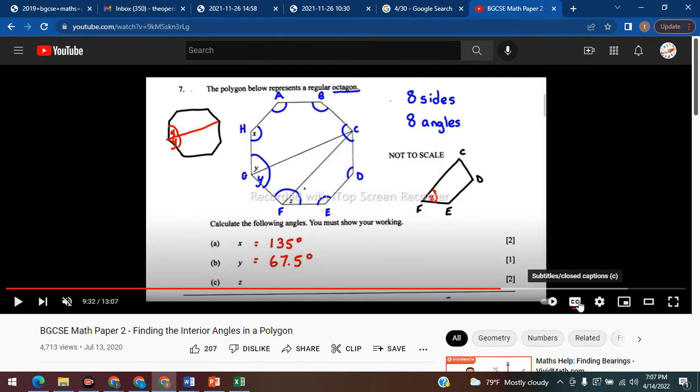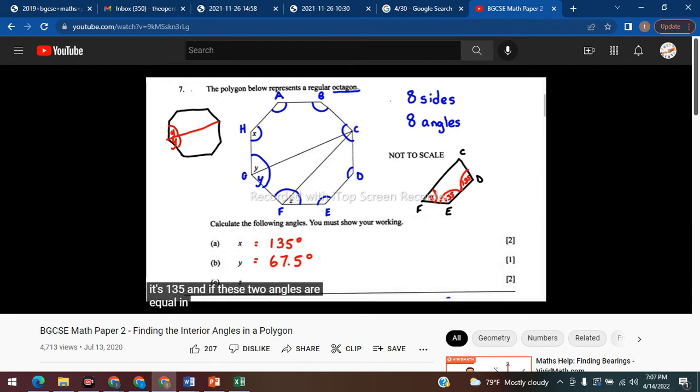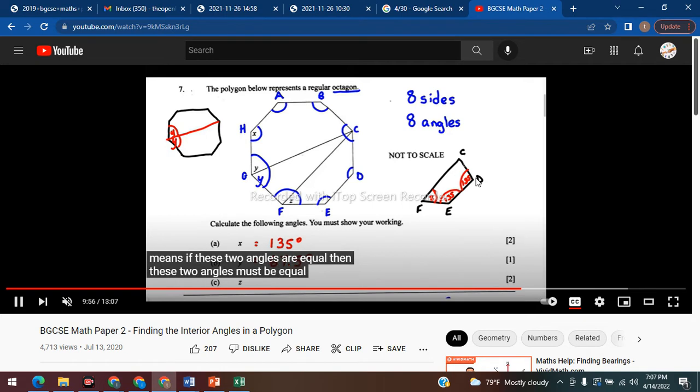Let's read the subtitles. Yeah, we know it's 135. That's for sure. We know D is 135, like he's saying. And if these two angles are equal in this trapezoid, okay, all right, I see. All right, so it's an isosceles trapezoid. So if these two angles are equal, then the bottom two would be equal because it's an isosceles trapezoid.